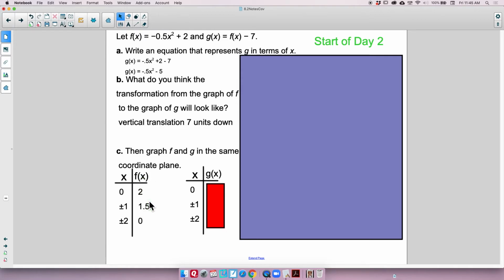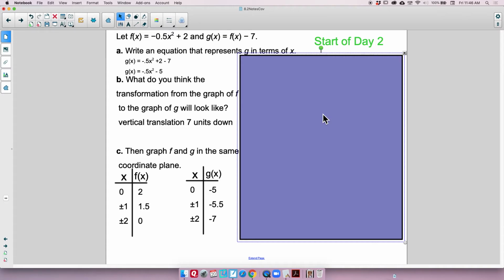Okay, for f of x, you should have had 2, 1.5, and 0. For g of x, again, we're plugging in right here. You should have had -5, -5.5, and -7. Let's look at one of those. If I plug 2 in, 2 squared is 4. 4 times negative 1/2, or negative 0.5, is negative 2. Negative 2 minus 5 is negative 7.